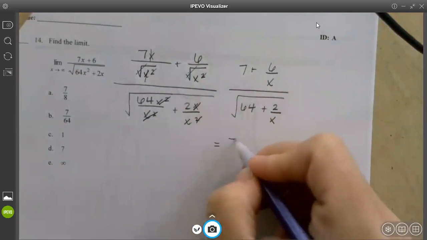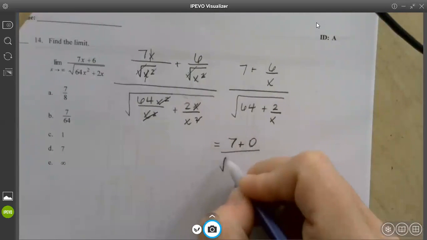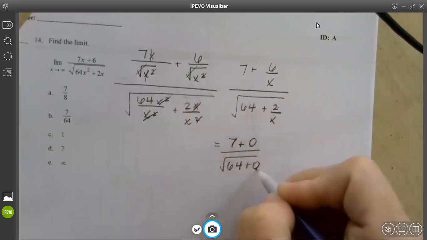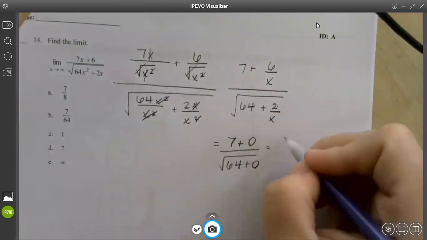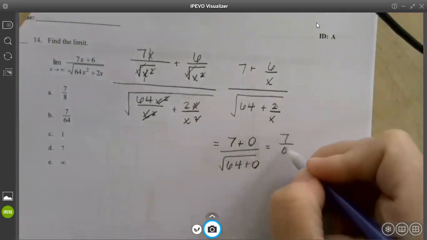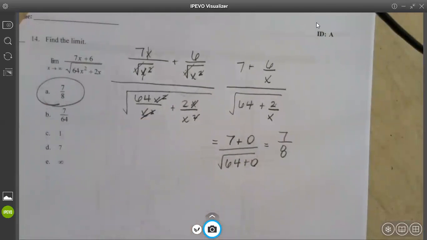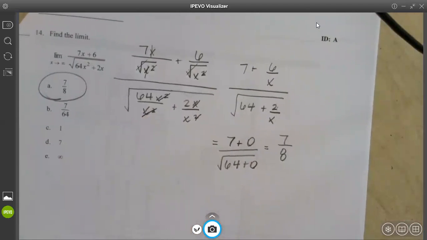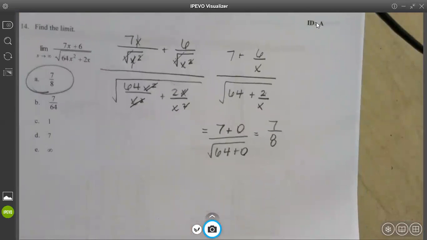So on the top, I have a 7. 6 over x makes a 0. And then 2 over x makes a 0. 64 stays. What's the square root of 64? So your answer is A. Everybody good? No, you're fine. Everybody else okay?